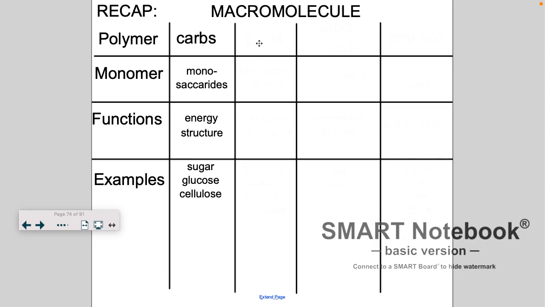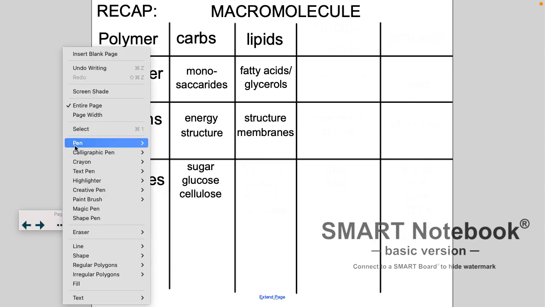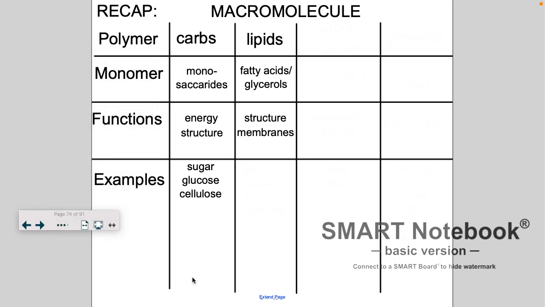Yum. Okay, lipids. The monomer for lipids, we are going to say fatty acids, glycerols. Function. Structure, membranes. How do I not have energy in here? I would, if you can scribble in energy, I would totally do that, because I feel like for long-term storage, we store that energy in lipids, fats. Examples: fats, oils, waxes, steroids, and hormones.